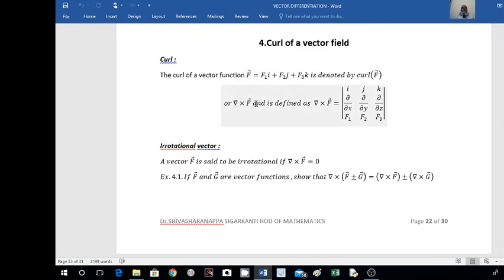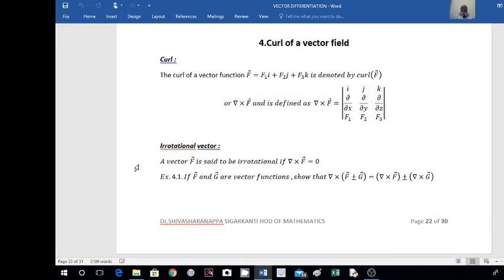or del cross f and is defined as the value of the determinant where the first row is i, j, k. Second row, the differential operators dou by dou x, dou by dou y, dou by dou z. And third row, the components of f, that is f1, f2, f3. We just have to evaluate this determinant, then it is nothing but the curl of a function.